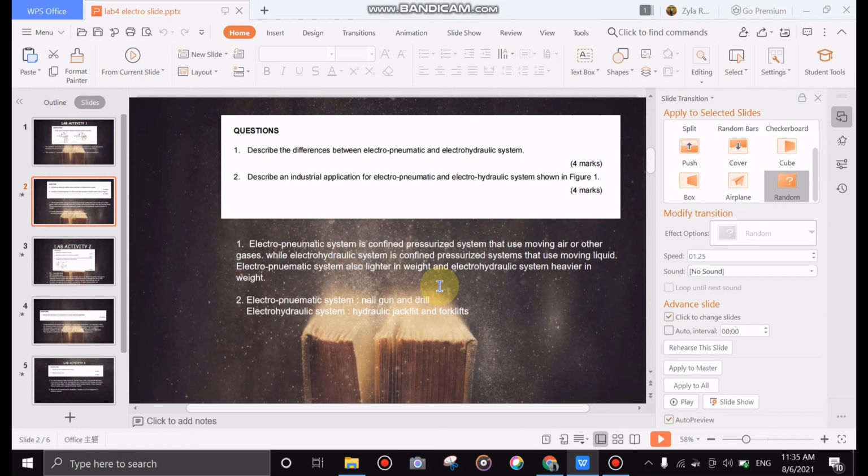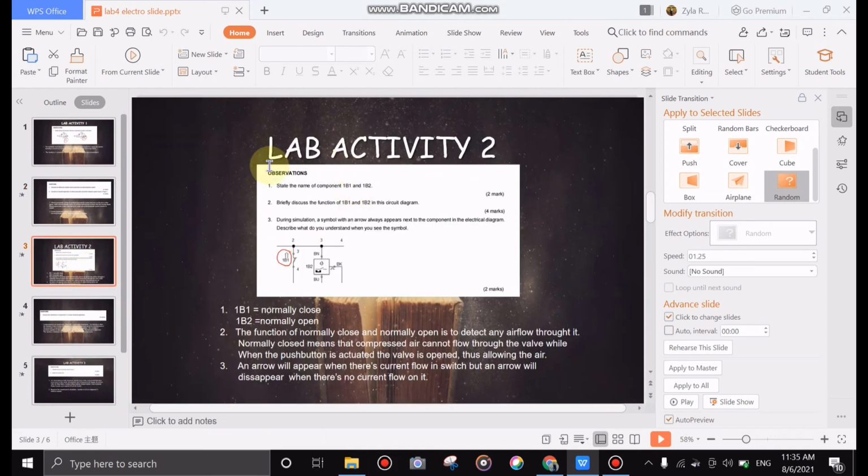Okay, question number 2, describe an industrial application for electro-pneumatic and electro-hydraulic system shown in figure 1. Electro-pneumatic system industrial applications are nail gun and drill, while for electro-hydraulic system, the applications are hydraulic jack lift and forklift. Okay, so observations for lab activity 2.